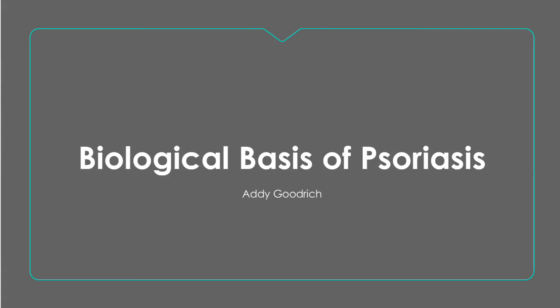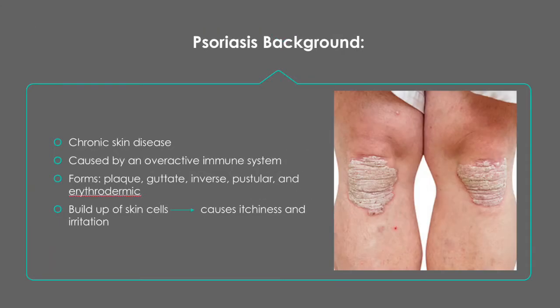Today we will be looking at the biological basis of psoriasis. Here is some general background on psoriasis. It is a chronic skin disease caused by an overactive immune system. The different forms are plaque, guttate, inverse, pustular, and erythrodermic. Ultimately, it is a buildup of skin cells, which leads to itchiness and irritation of the skin. In the picture, you can see the buildup of skin and how it would be irritating.